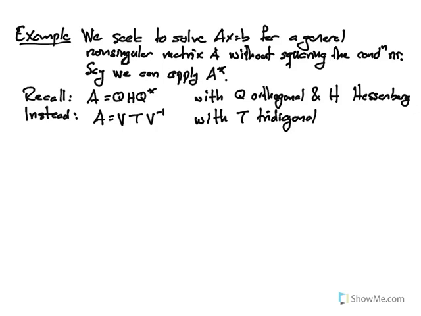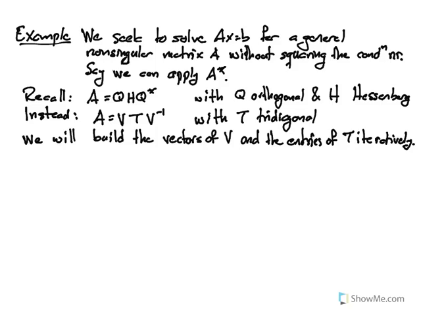So now the question is, can we build T and the vectors of V in an iterative way? And the answer is yes. So we're going to build these vectors up one after another, just like we did in the Arnoldi iteration. And the idea is now, in order to simplify notation a bit, we're going to introduce a matrix W. So let W be the matrix V inverse transpose. So this is just the transpose of the inverse.